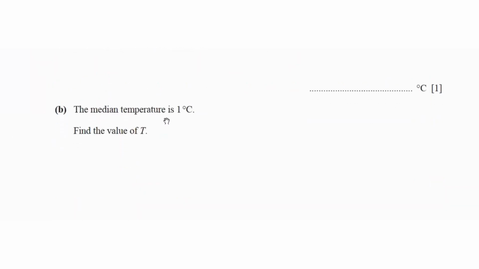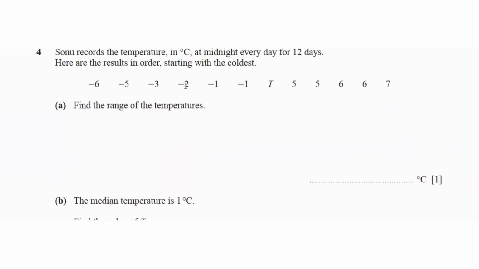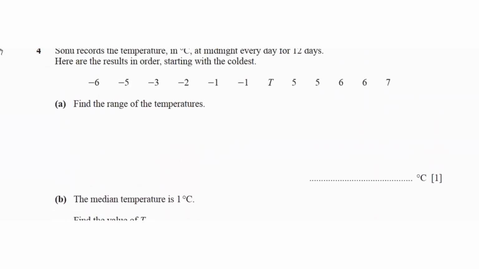Part B says the median temperature is 1 degree Celsius. Find the value of T. So we have a total of 12 days, so 12 values. So 1, 2, 3, 4, 5, 6. 1, 2, 3, 4, 5, 6. These are our middle values. We have 5 values before -1 and we have 5 values after T.